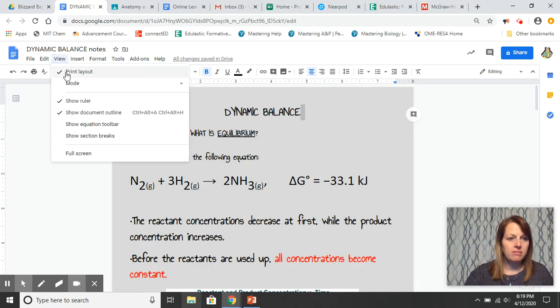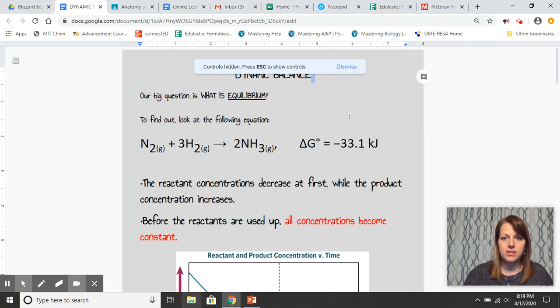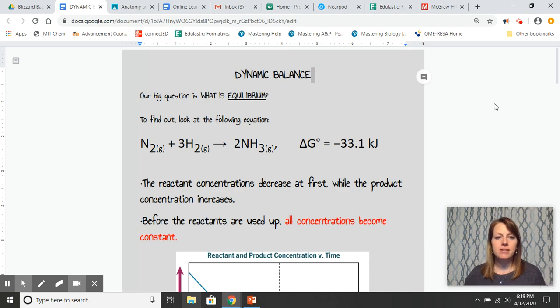Let me see if I can full screen it there for us. Okay. So we're going to start out with, there we go, dynamic balance. That's what this section is called. Dynamic. What does dynamic mean? It means that it's constantly changing. It is not static. Static would be staying the same, but dynamic is constantly changing. So how can we have constant change and balance at the same time? It's chemistry, my friends. Okay, so our big question is, what is equilibrium?